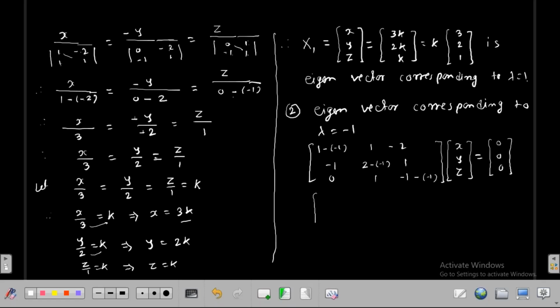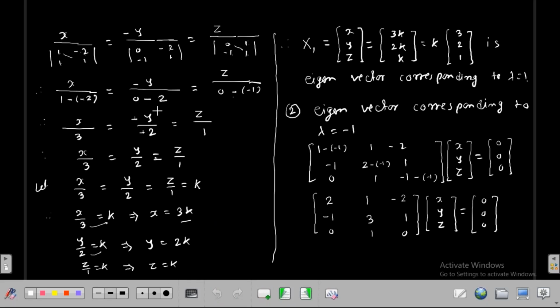Now simplify this. -1, -1, +1, +1, +1 is +2, 1, -2, then -1, 2, -1, -1, +1, +3, 1, then 0, 1, minus minus +1, +1, -1 is 0, then x, y, z equal to 0, 0, 0. Now write these in the form of equations. So this is x coefficient, y coefficient, z coefficient equal to 0.